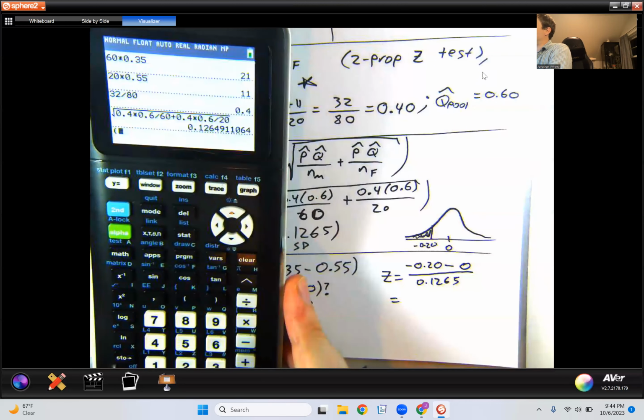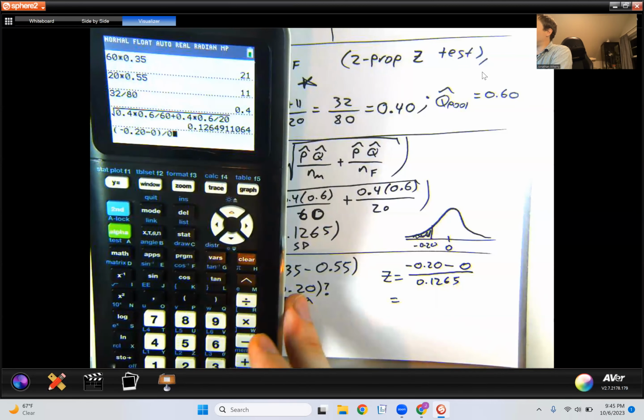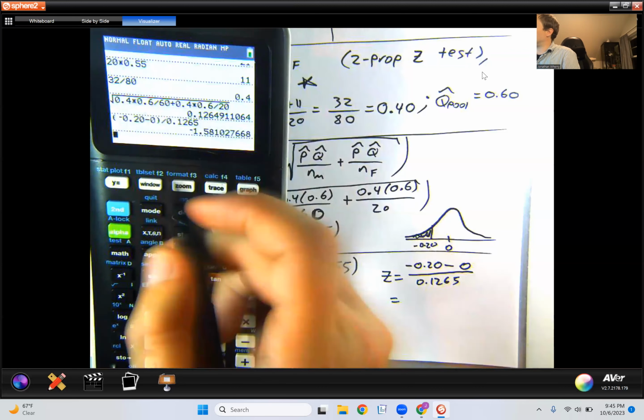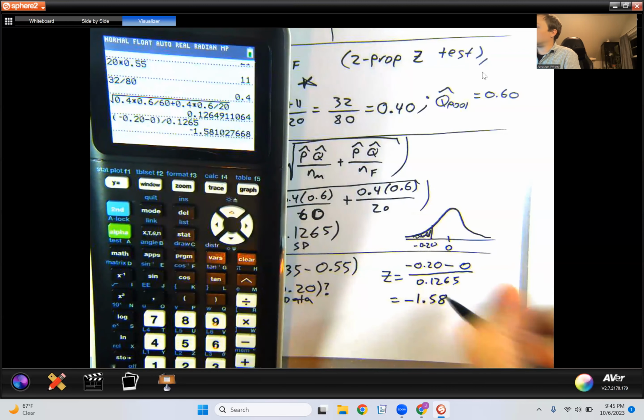I have negative 0.20 minus 0, divided by 0.1265. When I do this, I get a z-score of negative 1.58.